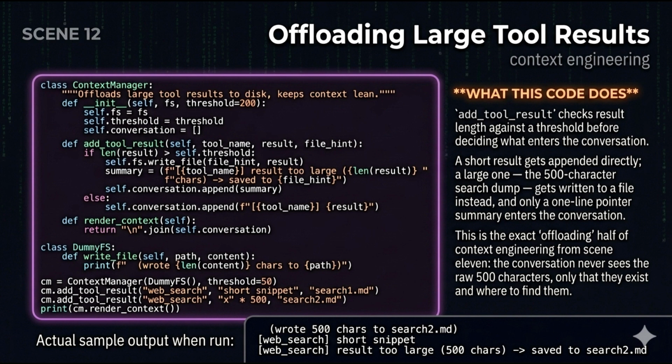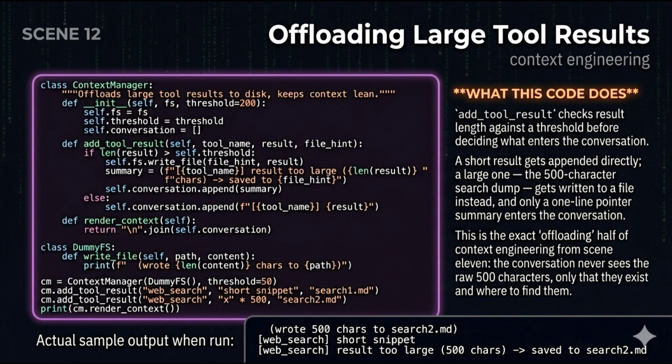Running this against two search results, one short, one an artificially large 500-character block, demonstrates the branching clearly. The short result appears verbatim in the rendered context, while the large result triggers a file write and the conversation instead shows only a one-line note that it was saved to search2.md.